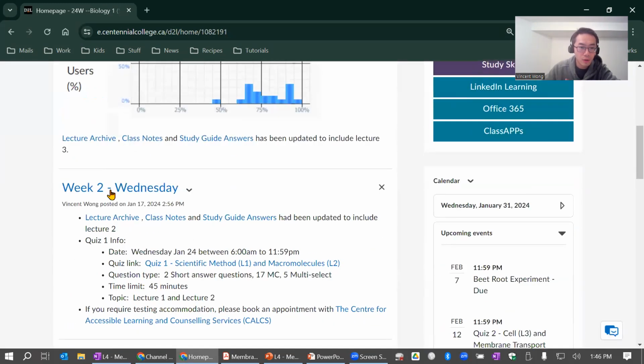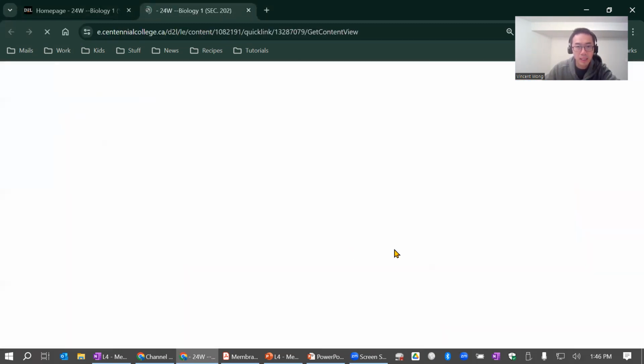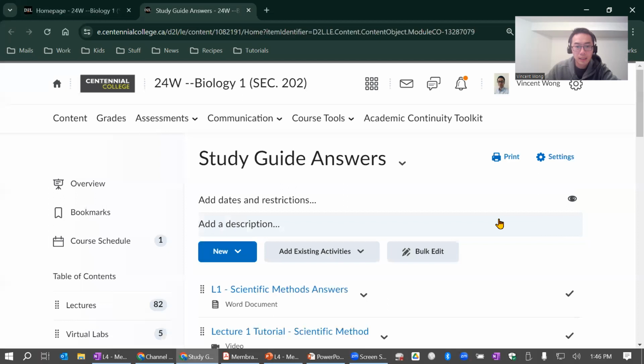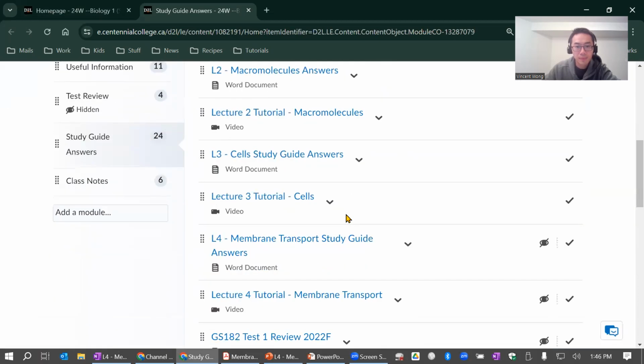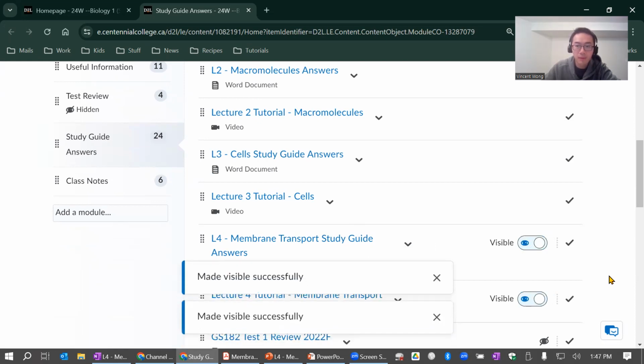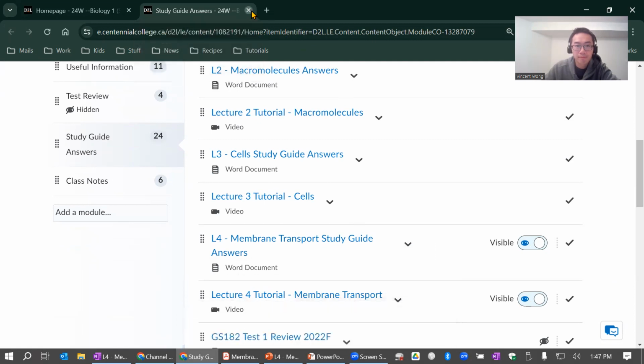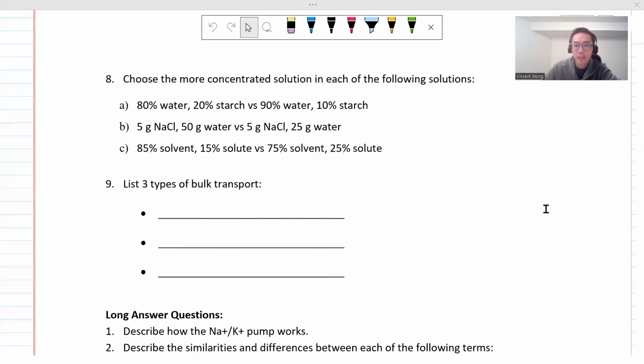At the end of each class, you should check the eCentennial, and it will tell you the lecture archives, class notes, and study guide answers have been updated. You just click on that, and then that's where you can find the answers, right? I haven't given you the lecture 4 answers yet because we haven't finished the lecture. But after class, I'll turn it on, then you'll be able to see it. All right? Okay.